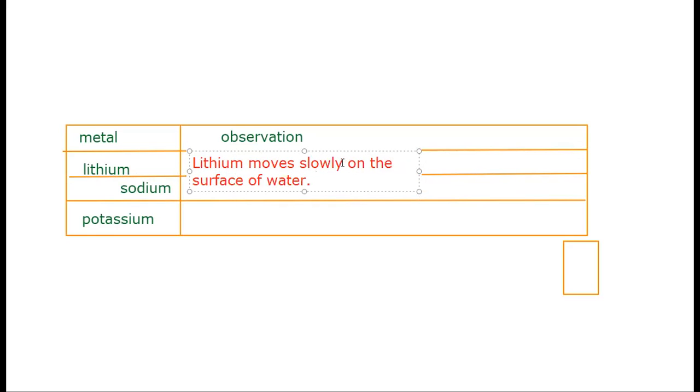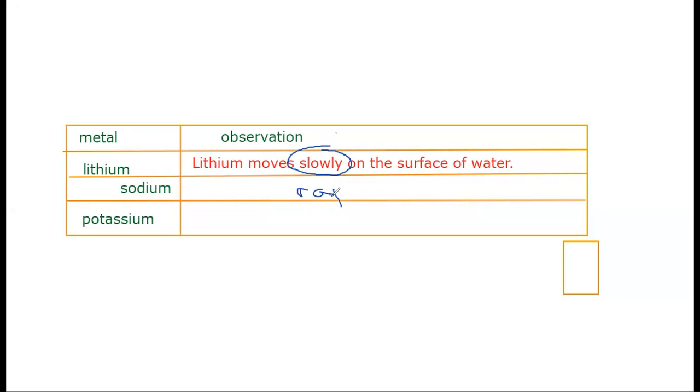Okay. Now, next, for the sodium, you are going to use the similar words, but then you change the "slowly". For the lithium, you have done. For the sodium, this part, the "slowly", you can say that it moves rapidly. Then for the potassium, you change. You can put very rapidly. This is how you differentiate the observation.